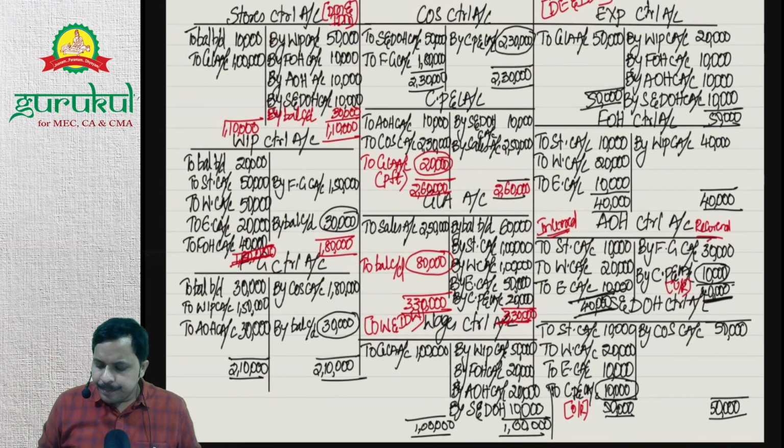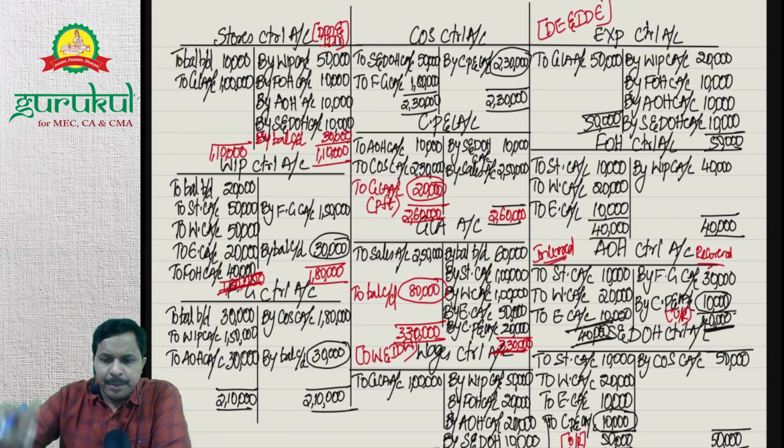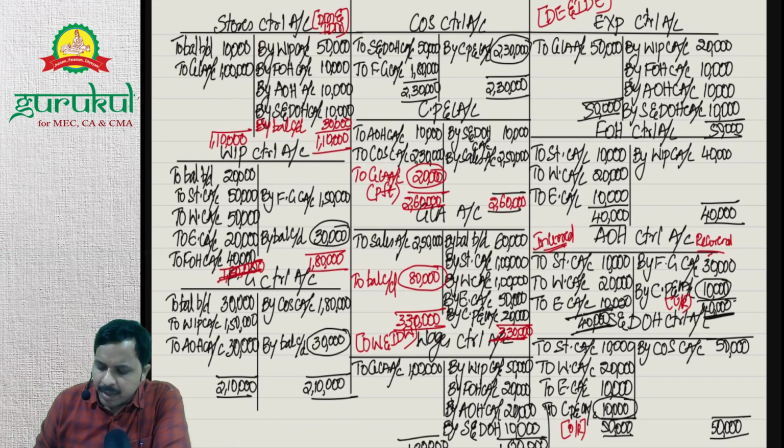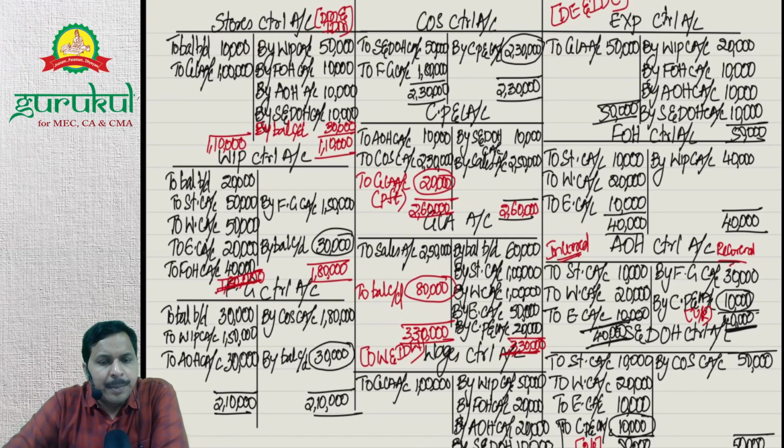Now finally, what we have done is that we have prepared the same cost sheet, but the cost sheet has been prepared in the form of accounts. That is what we have seen here.